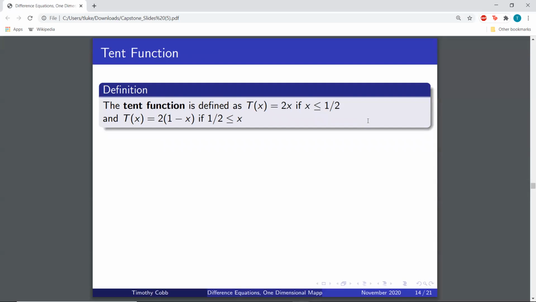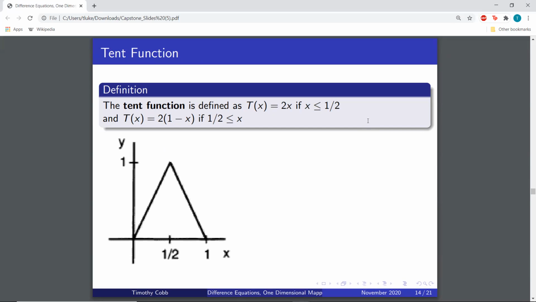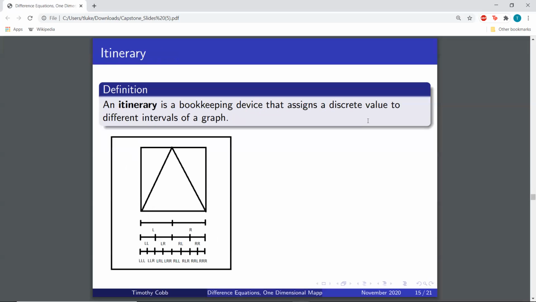To further understand chaos, we're going to be looking at the tent function. And the tent function is defined as 2x if x is less than or equal to 1/2. And the tent function is then defined as 2 times 1 minus x if x is greater than or equal to 1/2. And so this is what the tent function looks like on the interval 0, 1. And we can see that it's somewhat similar to our earlier example of 3x times 1 minus x, but it's not smooth. It meets at a jagged point.